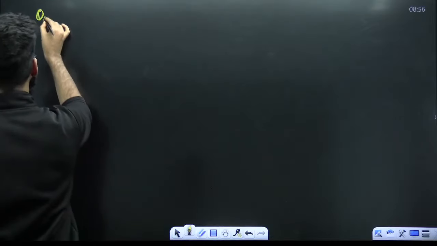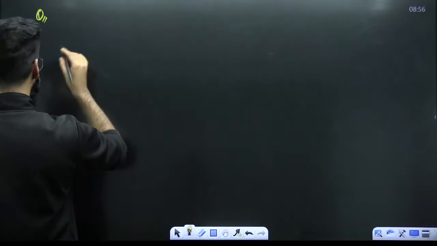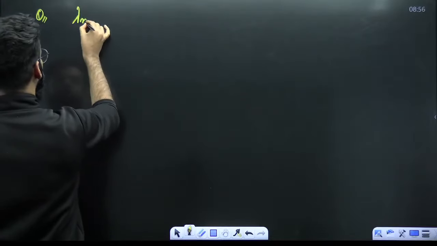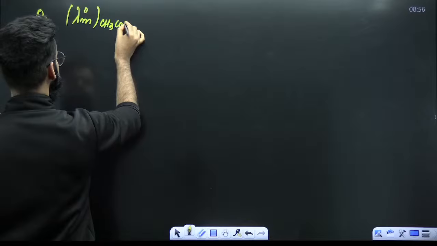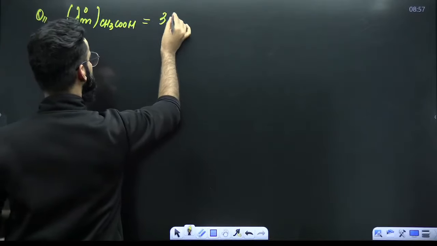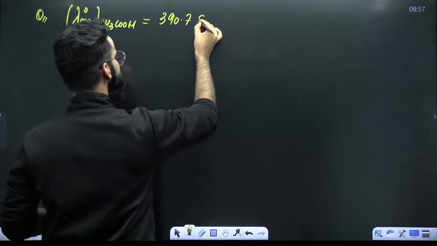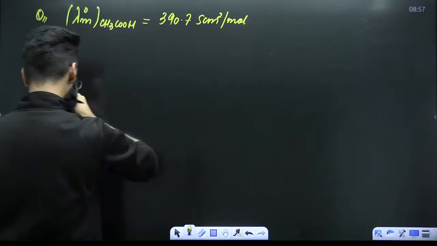My dear students, I'm going to write a question. The question is like this. Molar conductivity at infinite dilution of CH3COOH is given to me as 390.7 Siemens centimeter square per mole. This is the value which is given to me.